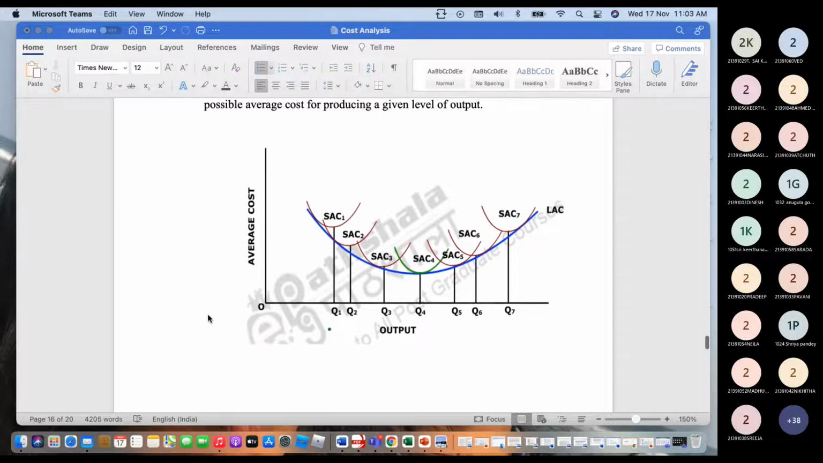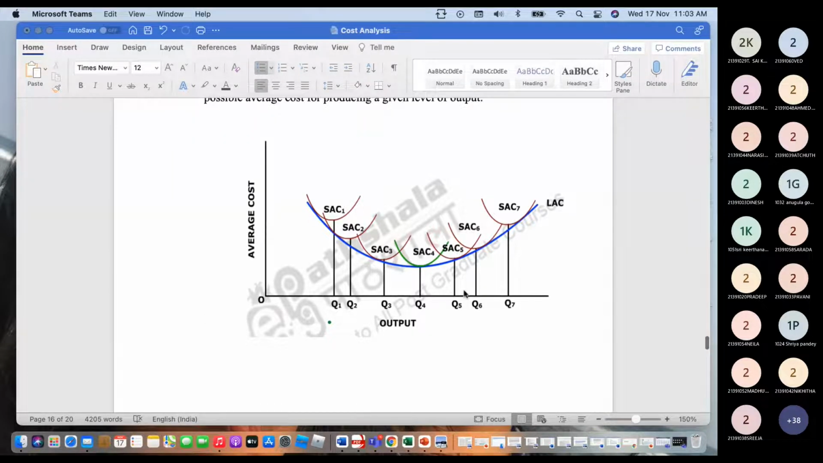So please students, you will draw this graph. Have you drawn this graph? Did you draw this graph, students? No, ma'am. Okay, please draw this graph, students, which is for the derivation of the LAC curve.